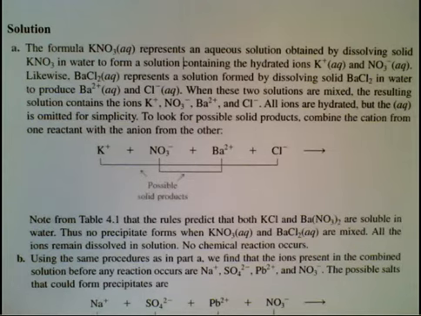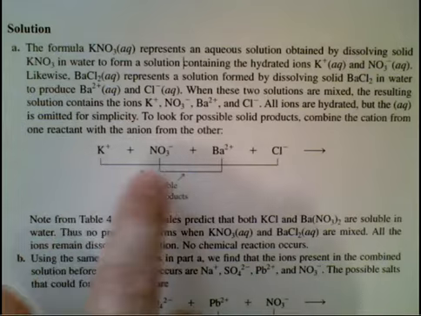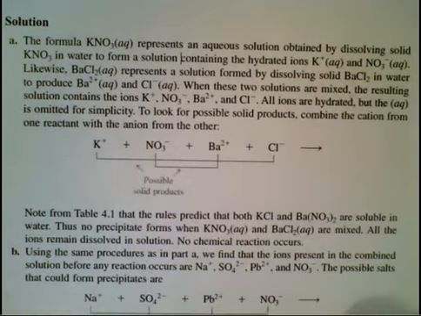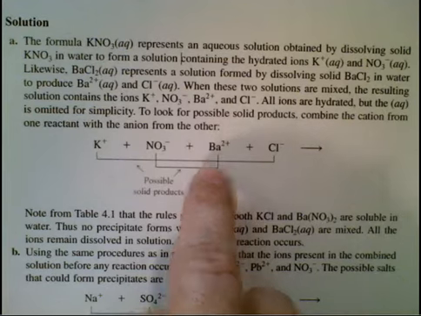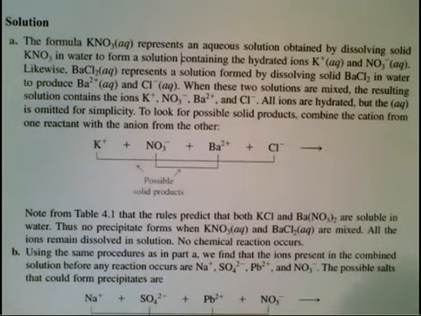When these two solutions are mixed, the resulting solution contains the ions K+, NO3-, Ba2+, and Cl-. All ions are hydrated, but the aqueous state is omitted for simplicity. To look for possible solid products, combine the cation from one reactant with the anion from the other. Potassium was with nitrate; let's see what happens if it gets together with chloride. Barium was with chloride, but let's see what happens if it gets together with nitrate.